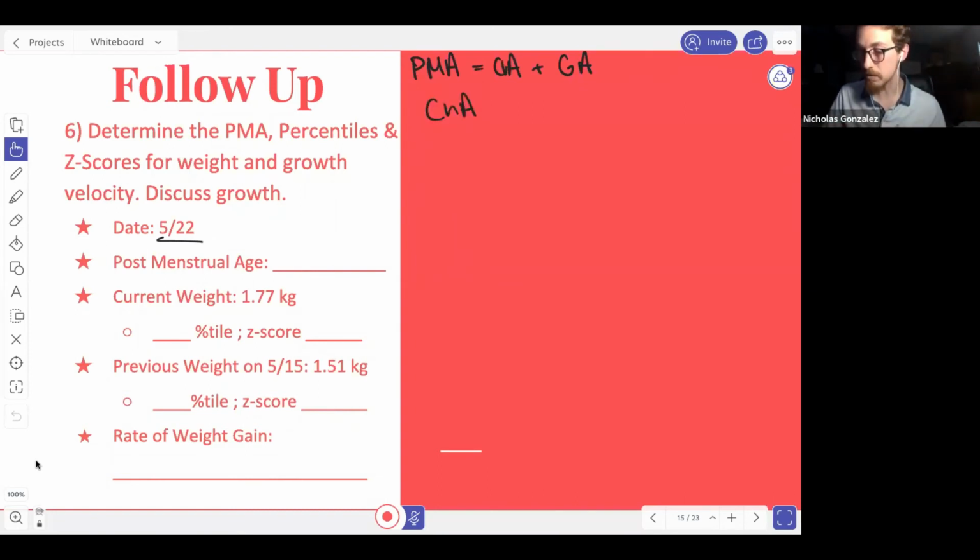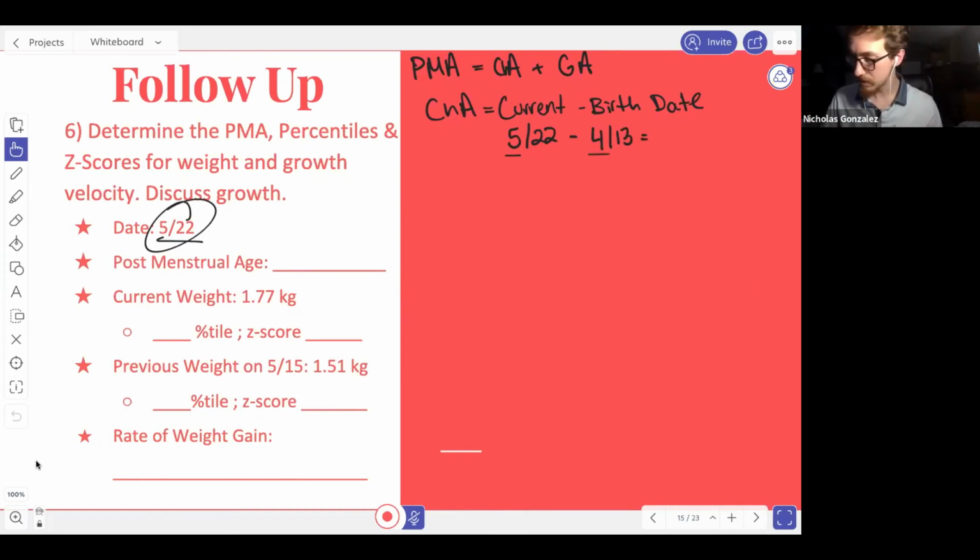So our chronological age is going to be the current date minus the birth date. The current date we have here as 5/22 minus the birth date from the previous slides, which was 4/13. So we have 5 months minus 4 months, that's 1 month. And 22 days minus 13 days is a difference of 9 days. So that is our chronological age, 1 month and 9 days.